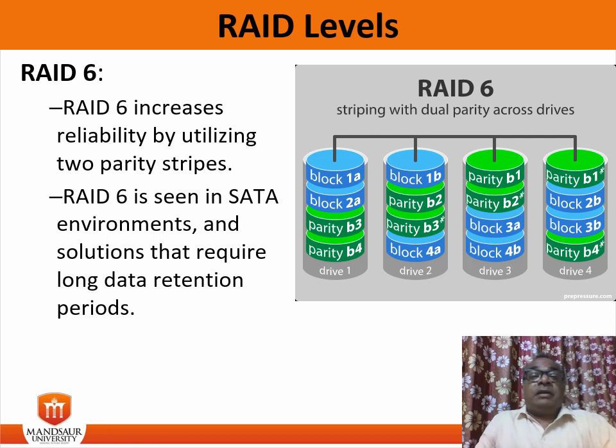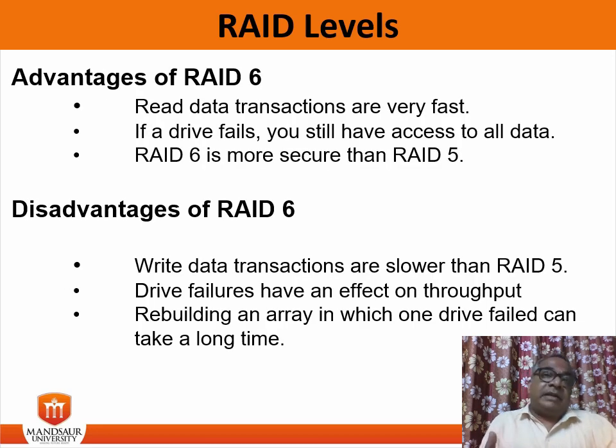Now we see the advantages and disadvantages of RAID 6. Advantages of RAID 6: like RAID 5, read data transactions are very fast. Another advantage is that if two drives fail, we still have access to all data even while the failed drives are being replaced. So RAID 6 is more secure than RAID 5.